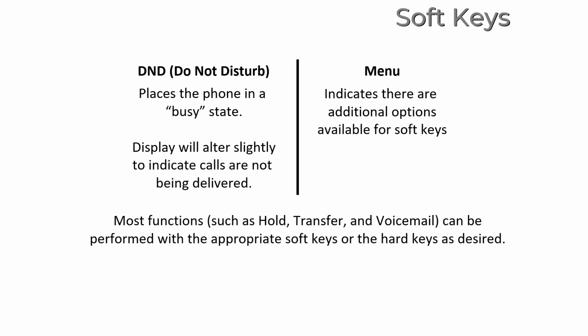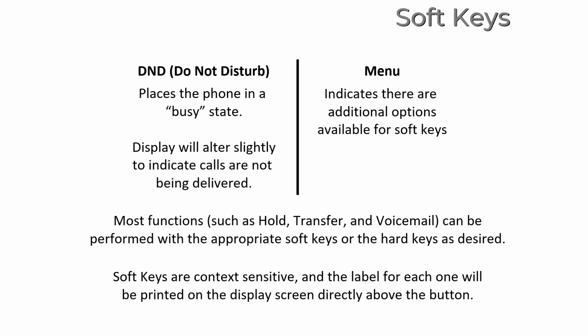Functions such as hold, transfer, and voicemail can be accessed via soft keys, hard keys, or menu buttons as desired. The system doesn't have a preference. Lastly, the soft keys are context sensitive, and only the functions available in that mode will appear.